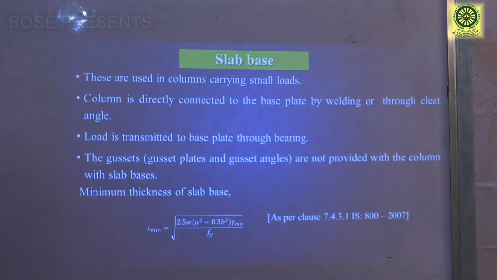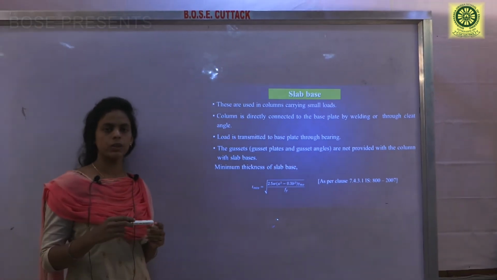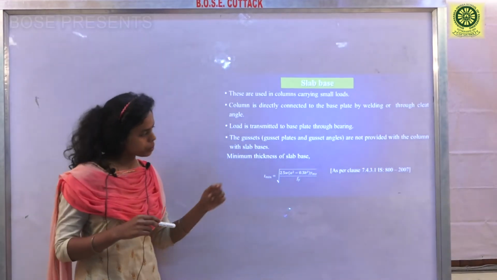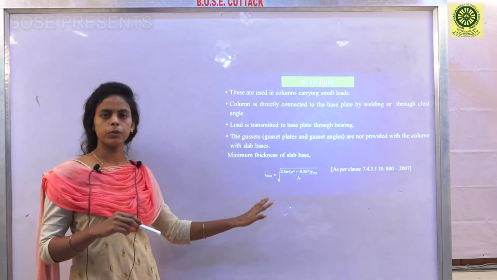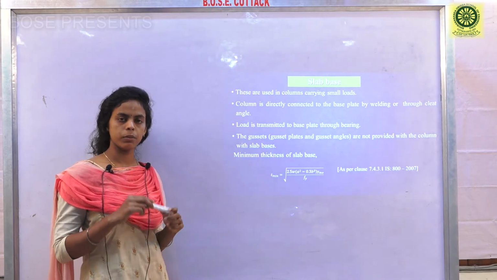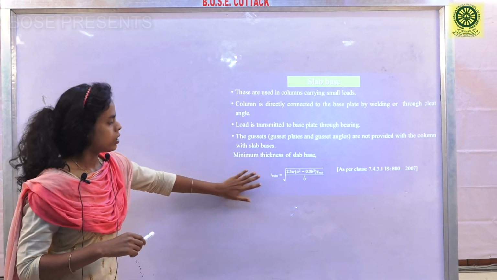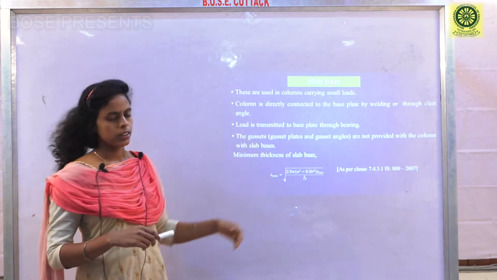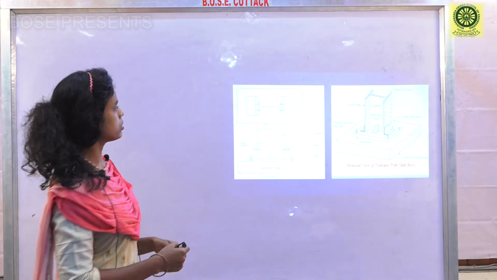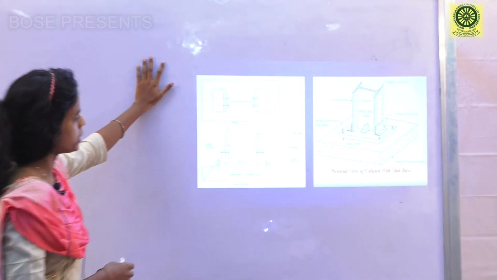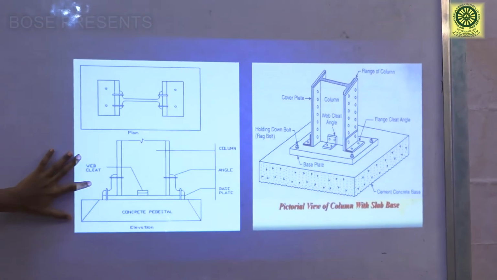And the minimum thickness as prescribed by IS 800:2007, clause 7.4.3.1, is t minimum equal to the root over of 2.5 w into a square minus 0.3 b square divided by fy. This terminology I will discuss in a further slide. So these are the figures which show the slab base. Here this is the plan of the slab base and this is the elevation of the slab base.